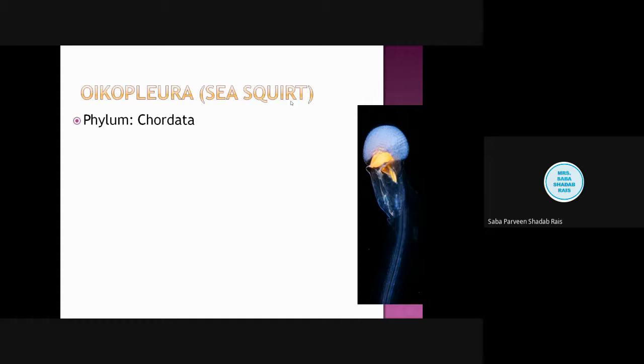Can anyone tell me what reasons you will write? Yes, three important characters of chordates. What are those? Notochord present, ma'am. Pharyngeal gill slits present. Yes, one more. Nerve cord. Very good, Aftab. So the three most important characters which show this animal belongs to phylum Chordata are the presence of the nerve cord, notochord, and gill slits.